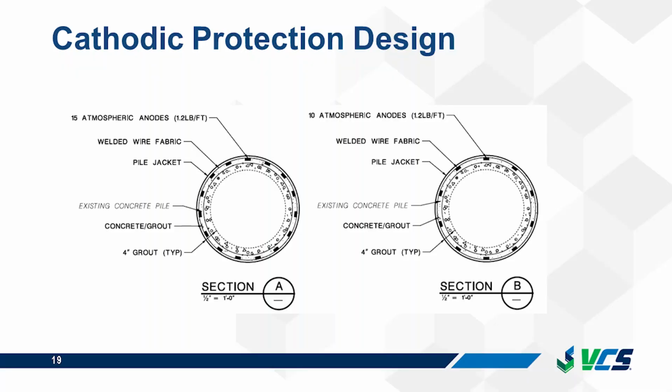This slide shows a cross-section of the jackets. This is for a structural jacket. So for structural jackets, we ended up adding an additional 4 inches to the pile thickness, and for non-structural jackets, it was 3 inches of additional thickness.